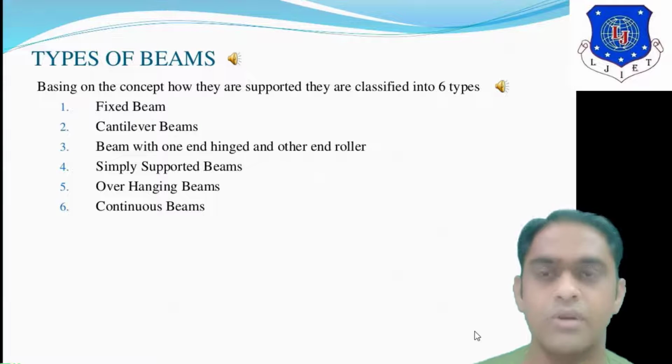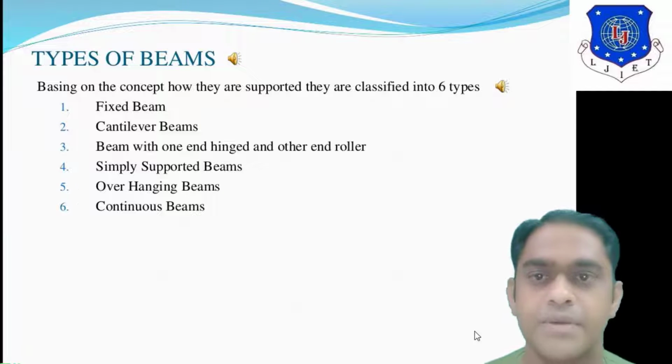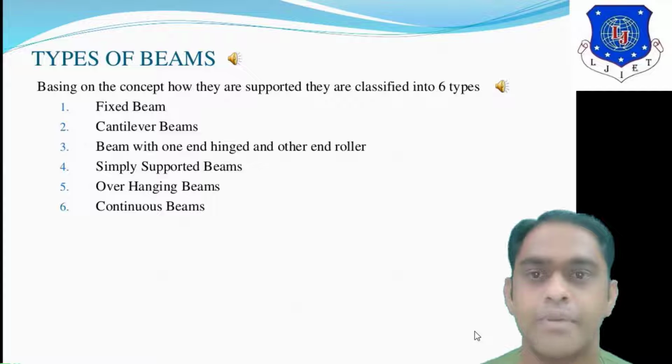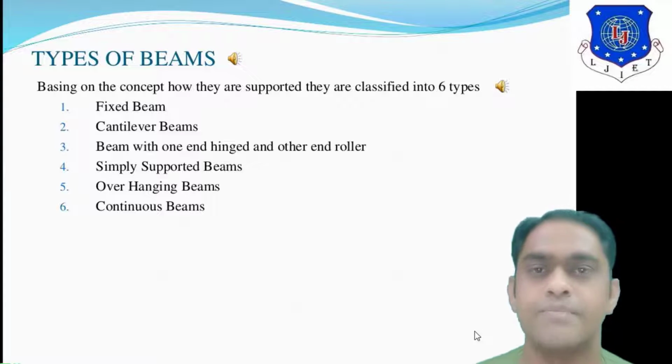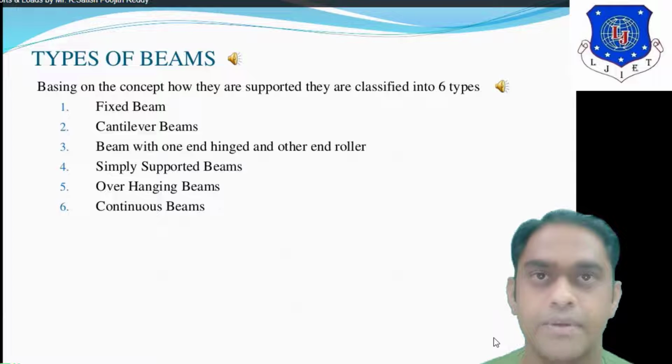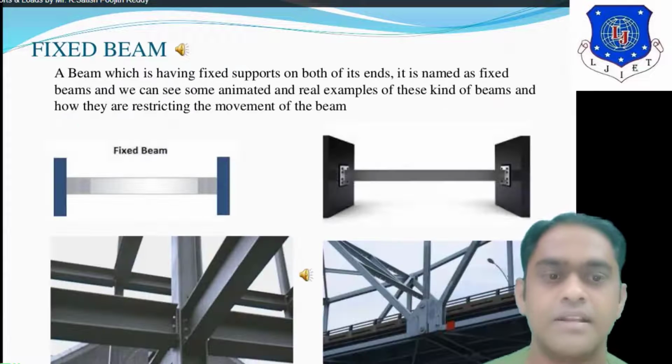Okay, now let us move ahead. These are the types of beams. There are mainly six types of beams: fixed beam, cantilever beams, beam with one end hinge and other end as roller, simply supported beams, overhanging beams and continuous beams. Let us check one by one.